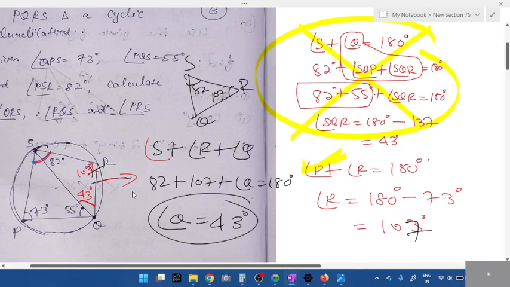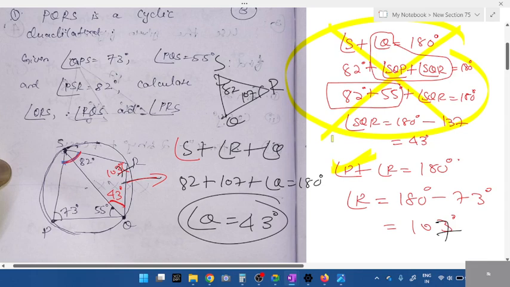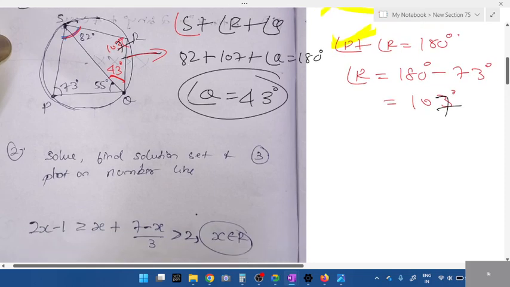Is it clear? And write all the values, students. Just write the theorem and you'll get these three answers. Okay, so it's a simple one.